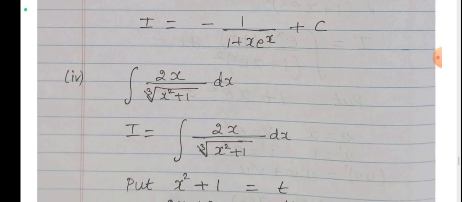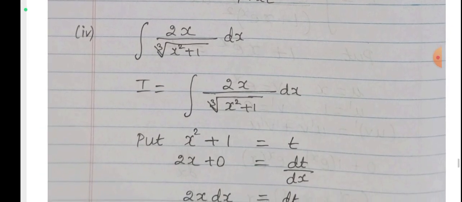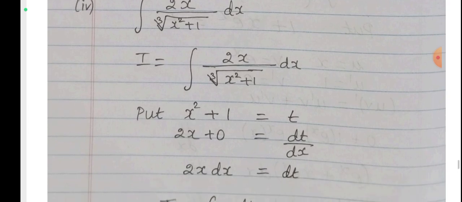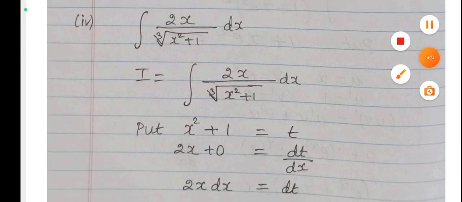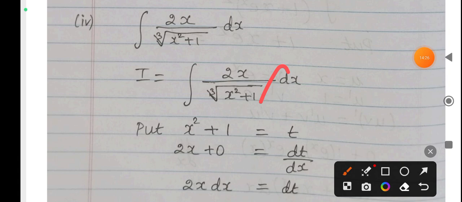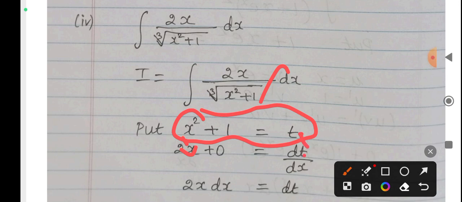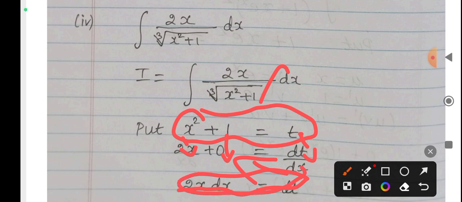So today the last sum: integral 2x by cube root of x square plus 1 dx. So we have taken the cube root of x square plus 1, so x square plus 1, take it as t. x square differentiation is 2x, t differentiation dt by dx, 1 differentiation 0. The division dx goes as a multiplication. So we are getting 2x dx equals dt.